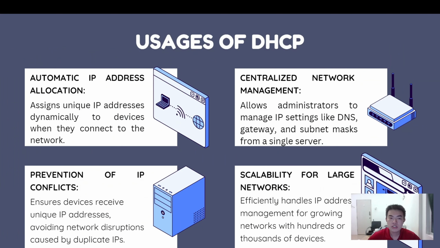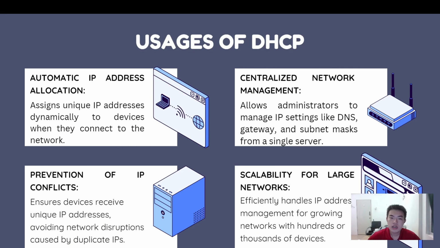Next, let us talk about usages of DHCP. The first usage of DHCP is automatic IP address allocation. DHCP ensures that every device on the network gets a unique IP address dynamically. This saves time and reduces the chance of mistakes, especially in large networks.